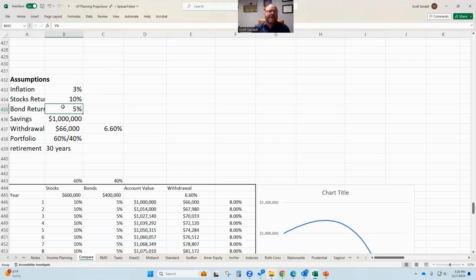Okay, so we're going to do this. We're just picking some round numbers, all right? So 3% inflation, 10% stock market return, 5% bond market return, $1 million in savings, okay? And this reporter decided to prove that he could do a 6%, 6.6% withdrawal rate with a 60-40 portfolio, 60% in the stock market and 40% in the bond market.